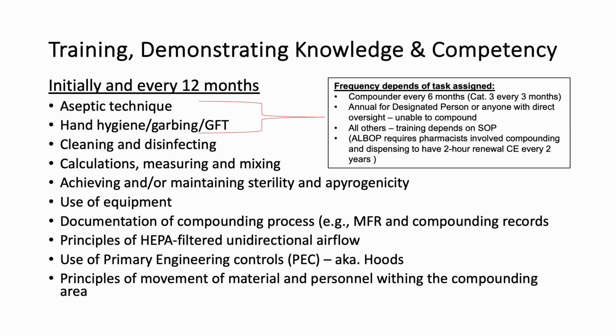So for Category 1 and 2, every 6 months, if the person does not do the aseptic technique, hand hygiene, garbing, gloved fingertip testing every 6 months, then they are not allowed to compound. So with the designated person or anyone with direct oversight of the IV room, they're only required to do these every 12 months. However, if they're expected to go into the IV room at any given moment and compound, then they cannot unless they are on the rotation of every 6 months.